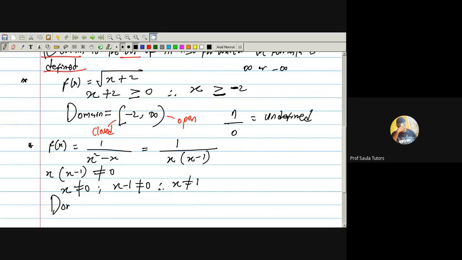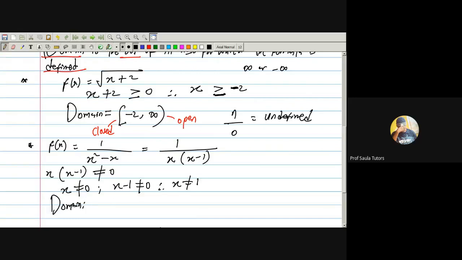The domain of this function, remember, is all values of x for which a function is defined. And from here, we observe this denominator must not be 0. If it is 0, the fraction is undefined. Therefore, the domain is all values of x for which this denominator, x bracket x minus 1, is not equal to 0. So from here, we observe that x must not be 0 and x must not be 1. Check. If x is 0, this function is undefined.